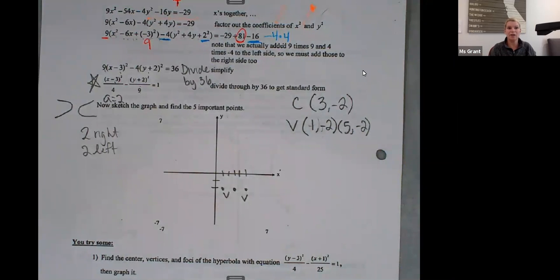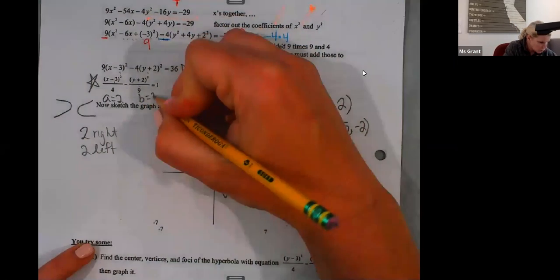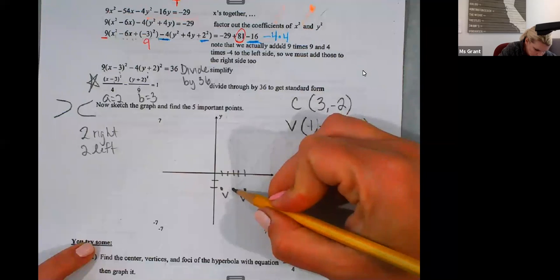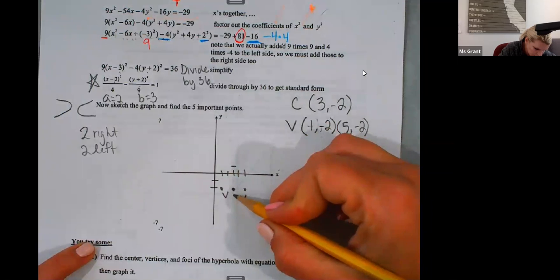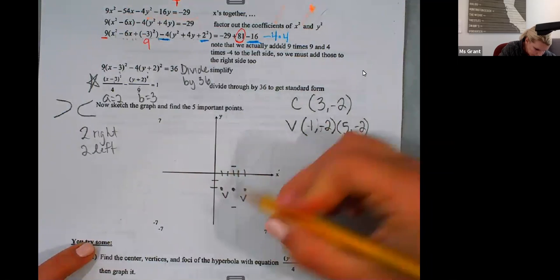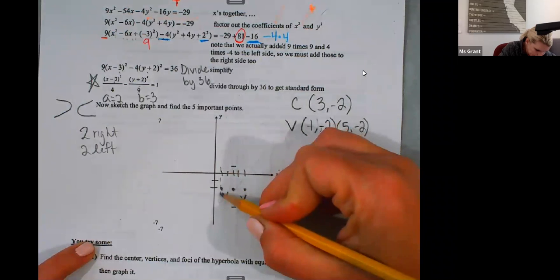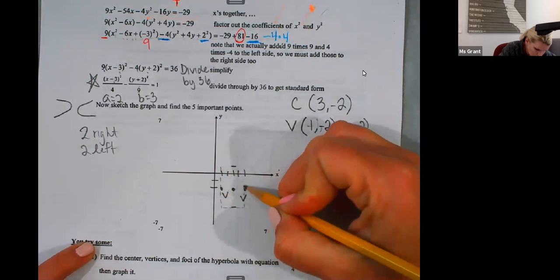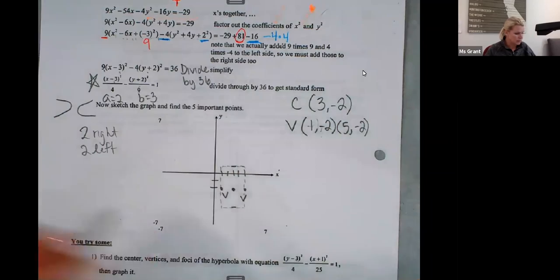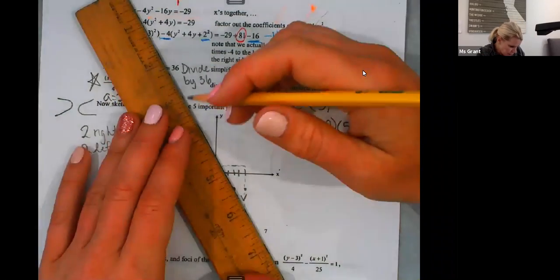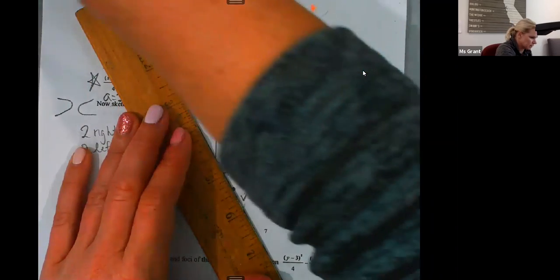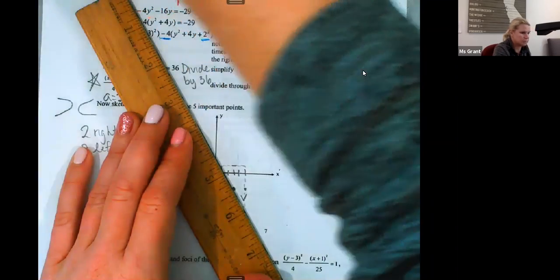I don't really care. Well, I do. Okay, I care for the rectangle purposes about the b squared. So I'm going to go up 3 from my center. 1, 2, 3. I'm not going to make a dot. I'll just kind of make a hash mark. 1, 2, 3. Because this is what my rectangle is going to look like. The reason I need my rectangle is so that my asymptotes are nice. Let me do my asymptotes in like a different color. I'll do them in like black pen.